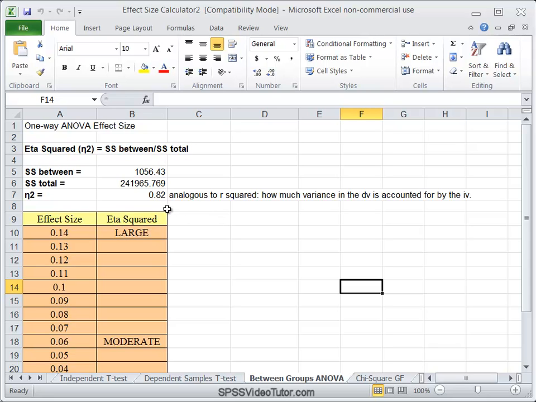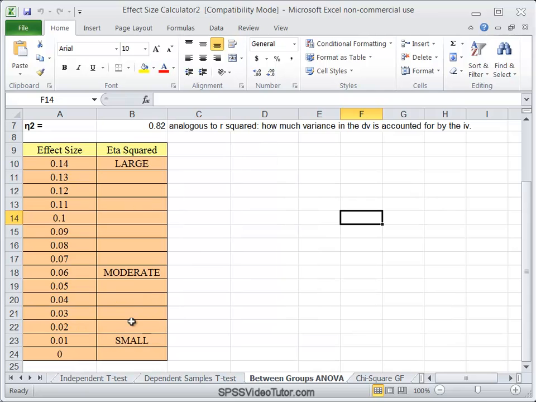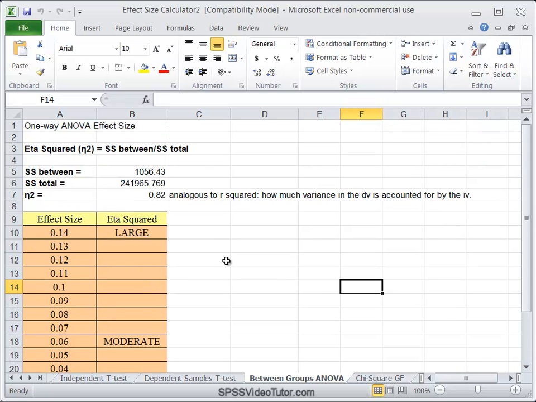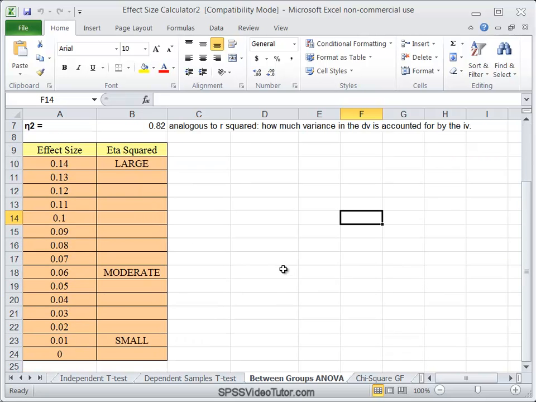All right? So in order to get the percent of variance explained, you simply move it 2 decimal places to the right. All right? So anything under 0.06 is considered small. Anything between 0.06 to 0.13 is considered moderate, and anything 0.14 and above is considered a large effect, and we have 0.82. Okay? So that is essentially how you write your results section.